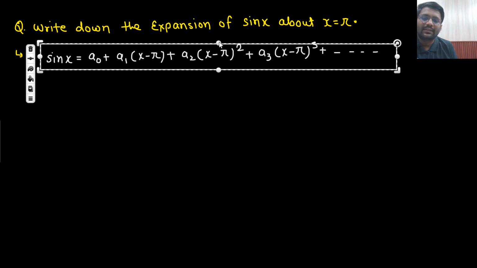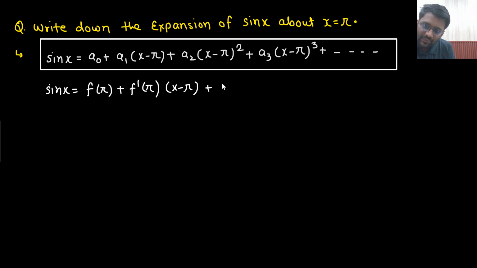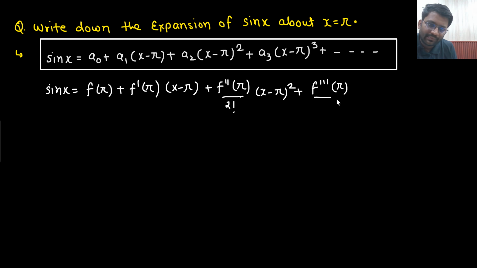Understandable? Now the thing is that either you apply the formula. What formula? Sir, I remember this formula here about x equals pi, no? So f of pi, first time differentiation, then 2 times differentiation, then 3 times differentiation, and so on. Understandable? Is that clear? So this is what we are trying to do.